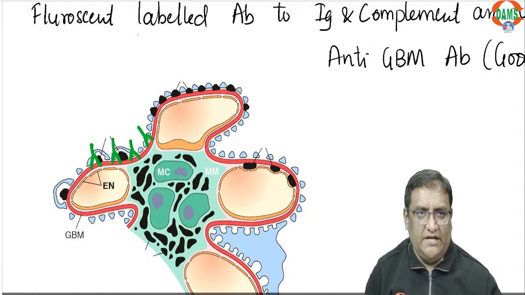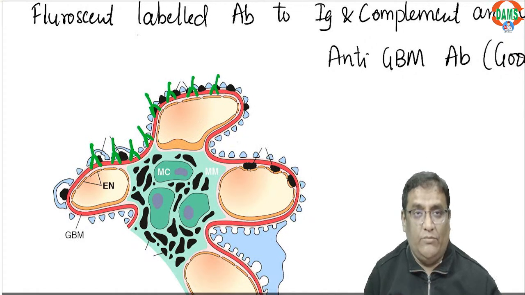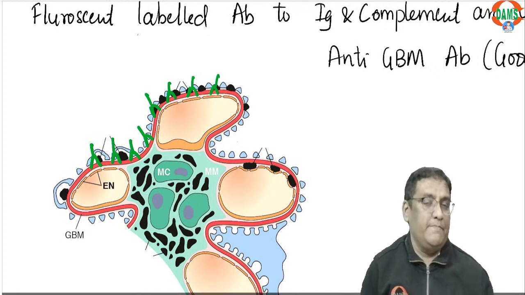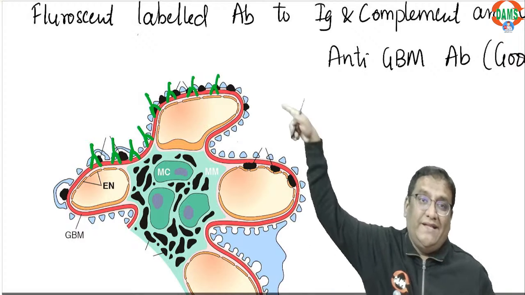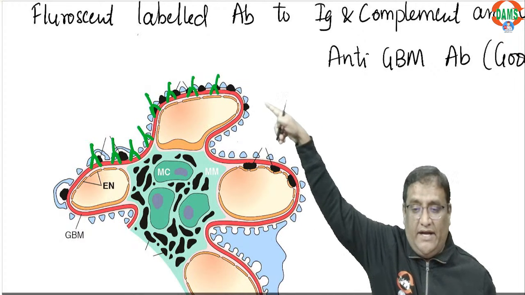Basement membrane, isn't it? These are the green ones, which are the antibodies. These are the pathological antibodies. Remember, these are bound to the basement membrane already, isn't it? Now, I want to detect these antibodies. That is my indirect IF here.